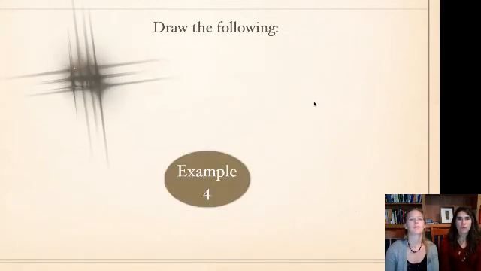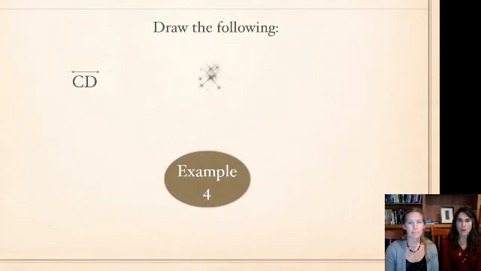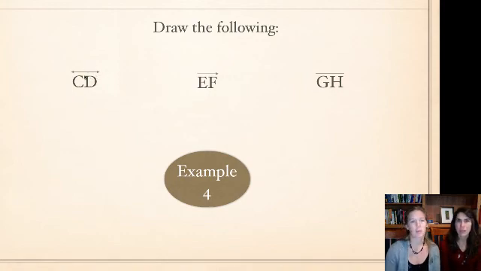Example 4. Now you're going to draw some examples. So this is all in one box, but you're going to just draw these 3 different vocab words. So CD, E, F, and G, H, looking carefully at those symbols above the letters. We're purposely not saying them correctly because we want you to be able to read them. All right, and then again, pause it because I'm sure we're zooming ahead of you.